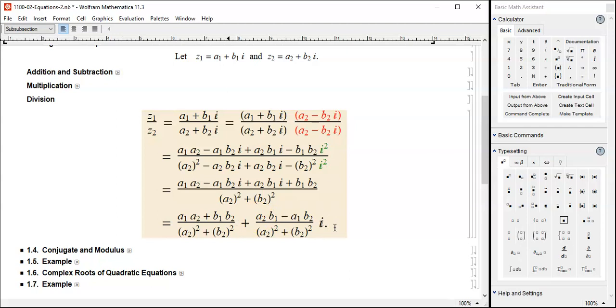So the quotient of two complex numbers is again a complex number. So the complex number system is closed under division as well.